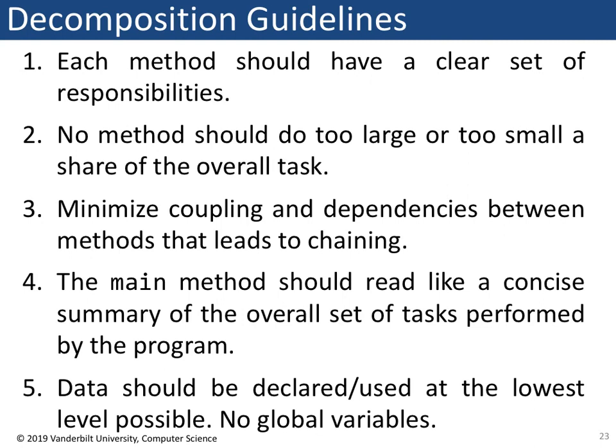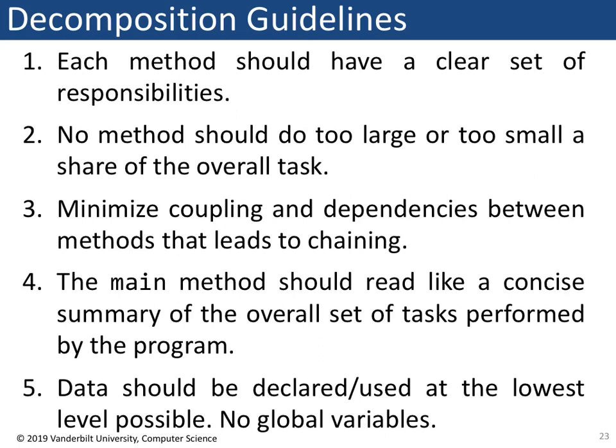So the main method should read like a concise summary of the overall set of tasks. That's what we've talked about previously. So as you read through a main, if all of the methods are themselves individual tasks and the main is calling these tasks, then the main should read like a summary of the program. So get weight, get height, compute the BMI, and print the body weight classification. That should be how the main method reads, and that would also be a summary of what the program does.